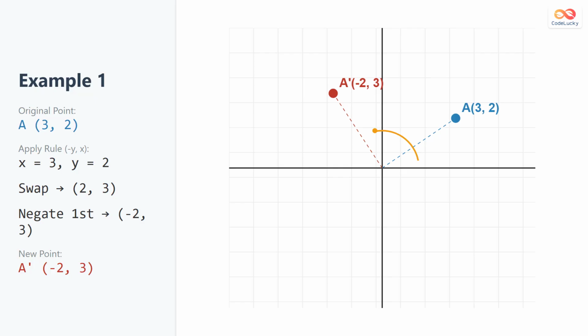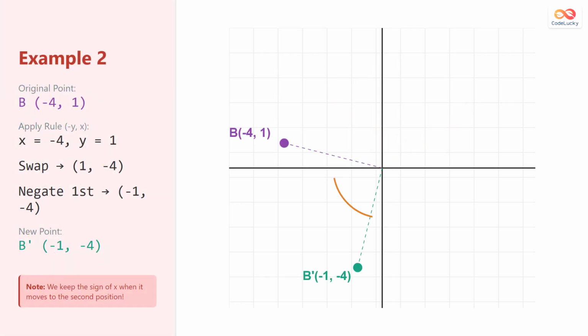Let's try an example with point A at (3, 2). Applying our rule, we first swap the numbers to get (2, 3). Then, we change the sign of the first number. So, positive 2 becomes negative 2. Our new point, A prime, is located at (-2, 3).